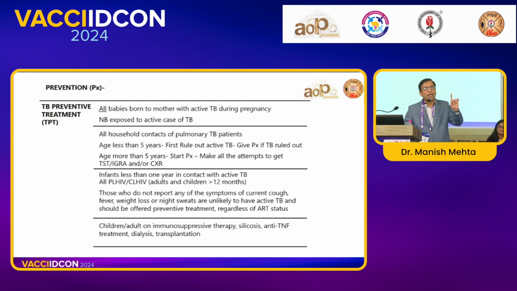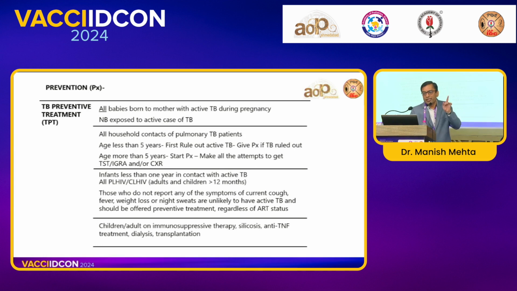And one important thing is isoniazid preventive therapy. Which patients are to be started on IPT? All babies born to mothers with active TB during pregnancy, those exposed to active tuberculosis during the newborn period, and all household contacts of a pulmonary TB patient. If age is less than 5 years, first rule out active TB and then give it; more than 5 years, you can start straight. Along with that, you have to investigate for active TB also.